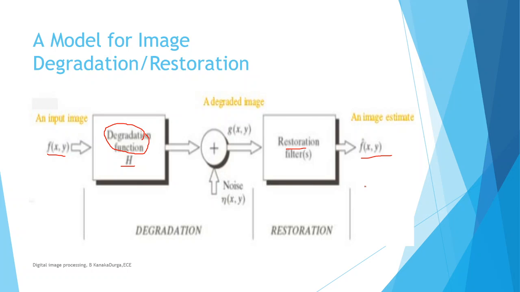In this, mainly we have to know the degradation function and the mathematical equation of the noise. So it gives us g of x comma y, the degraded image. On that degraded image we apply the reverse process of the degradation function, and the reverse of the addition of the noise, removing them through the restoration process. Once these two are removed, we are going to get the original image or an estimated image.